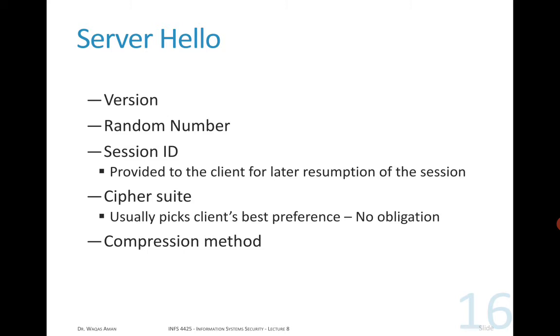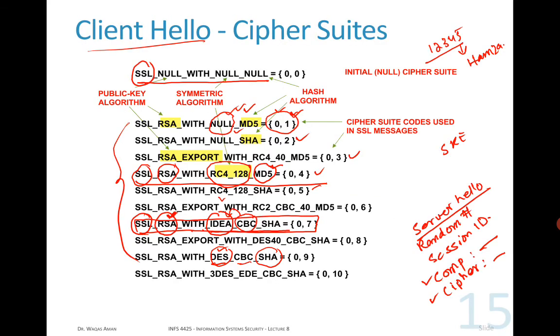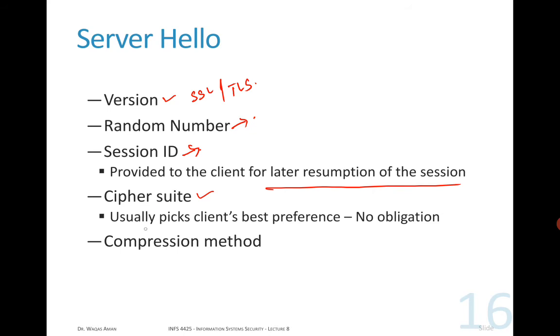Okay, the server hello message, which is a response to the client hello message, also includes its own version of the SSL or TLS, its random number, the session ID for later resumption of the session and things like that. Session ID is used for session creation, management, control, resumption, termination. And the cipher suite here will actually be one from this list. So the server hello message will contain one of these, depending upon its capability. It usually picks the client's best preference as per security. There is no obligation on the server to use this one, but the one that is more appropriate will be selected by the server.